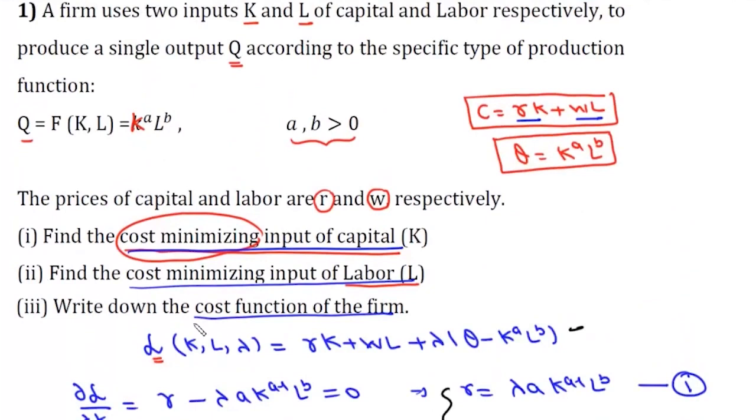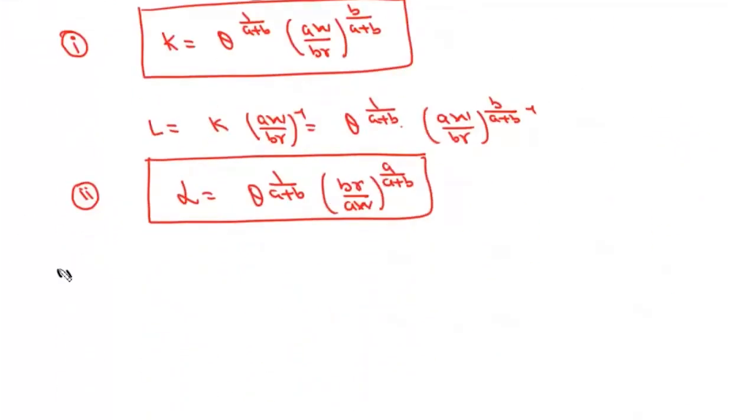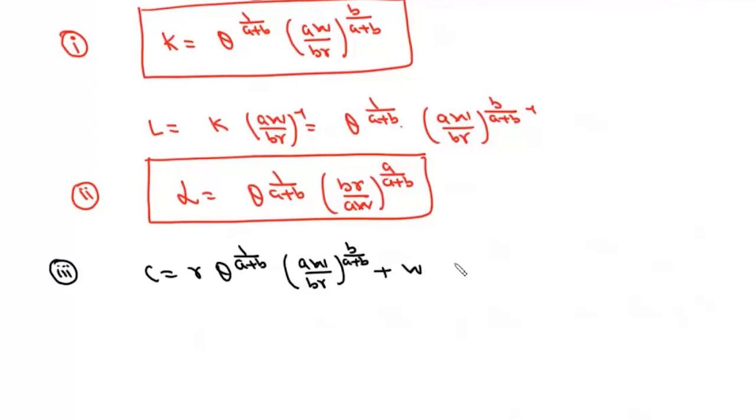Now the third question is we need to write down the cost function of the firm. Now we know that the cost function is rK plus wL. So we can write the cost function of this firm as r into K, and K is q to the power 1 upon a plus b into aw by br to the power b upon a plus b, and then plus wL, and L is q to the power 1 upon a plus b into br by aw to the power a upon a plus b.